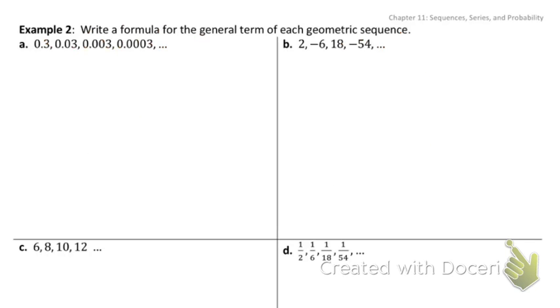Okay. Then moving on. It says write the formula for the general term of each geometric sequence. It's kind of like arithmetic sequences. When I want a general form or an explicit form, I always want to find my first term and my common ratio. Those are the two things I need. So my first term is going to be 0.3. My common ratio is going to be, take that second term, divide it by that first term, or you could have just looked and said, well, that's 1 over 10.